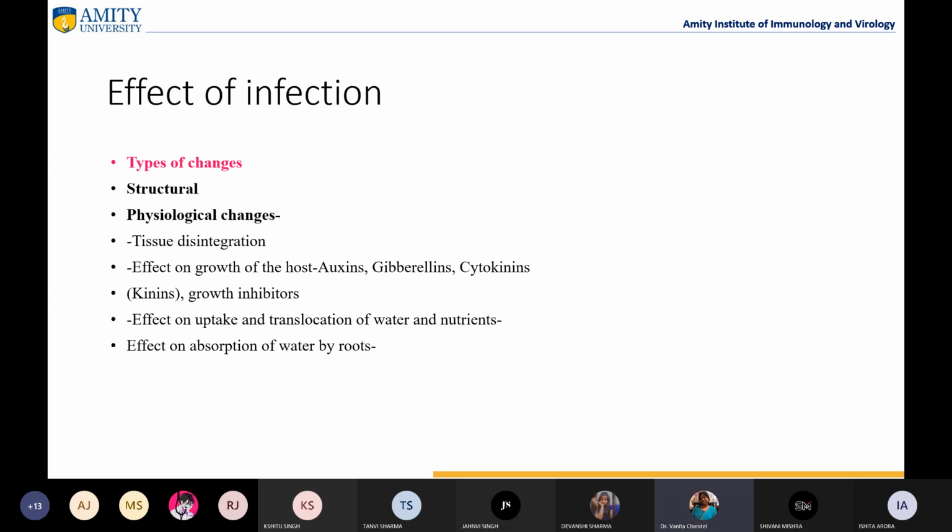Then types, effect of infection. So what effect does the infection cause on the plant? It could be structural changes on the plant, or it can lead to physiological changes in the plant, right? It could lead to tissue disintegration also. It could affect the growth of the host also. It could affect the auxin, gibberellin, and cytokinin, different kinds of hormones also. And it also affects uptake and translocation of water and nutrients. So definitely the movement of the nutrients in the plant could be affected by the pathogen. It also affects absorption of water by the root.